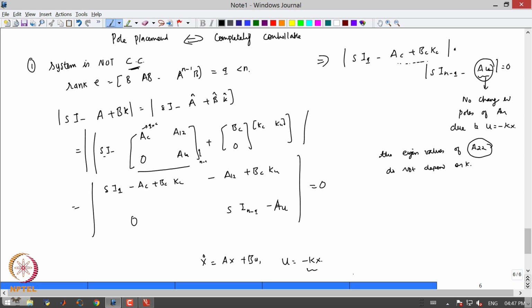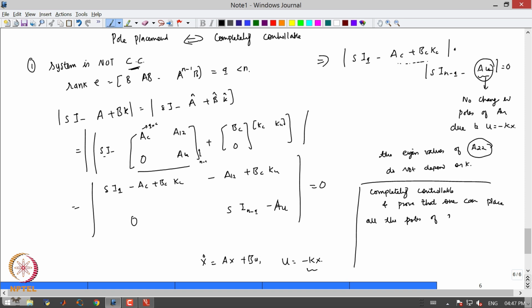The second part of the proof would say that, okay, start with a system which is completely controllable, and then prove that one can place all the poles of the closed loop system at the desired locations.